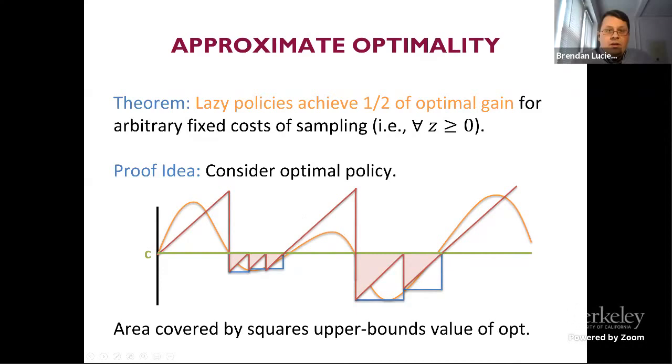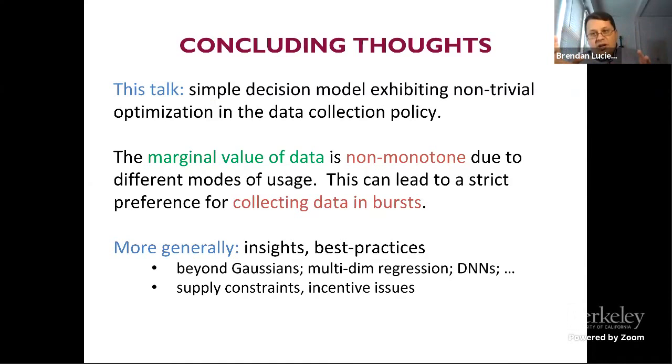Okay, so just concluding thoughts. This was a very specific instantiation of a broader framework about trying to understand not just how much data I should buy, but when I should buy it. Even in this very simple case, there's this non-monotonicity in the marginal value of data, which leads to interesting solutions where we want to collect data in bursts. There's, I think, a lot of juice left to squeeze out of this. You can think about applying this in a lot of different scenarios for uses of data, different incentive constraints or supply constraints or whatnot. But this all falls within the scope of this broader framework that we started exploring.